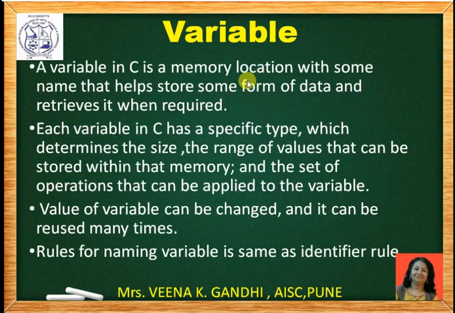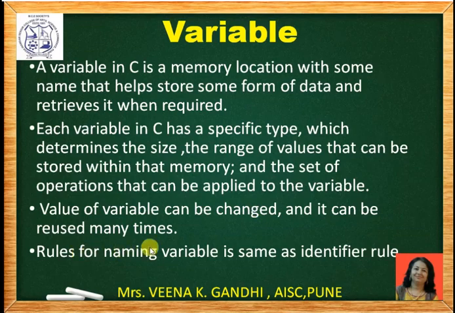Now the next topic is variable. A variable in C is a memory location with some name that stores some form of data and retrieves it when required. Each variable in C has a specific data type which determines the size and range of values that can be stored in the memory and the set of operations that can be applied to the variable. The value of the variable can be changed and it can be reused many times.